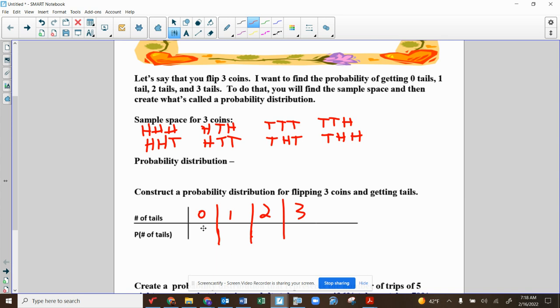So to get 0 tails, that would just be this one out of the 8. To get 1 tail would be this one, and this one, and this one. So 3 out of 8. To get 2 tails, this one, and this one. So there's another 3 out of 8. And then to get all tails would be that one. So 1 out of 8. And if you take, in this case, 4 fractions, doesn't have to be 4, but this particular one has 4, if you add those up, you should get a total of 100%. So in this case, 8 out of 8.